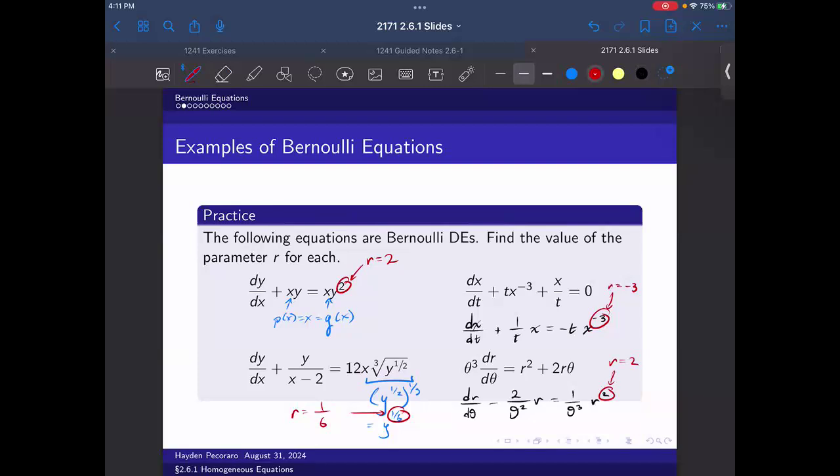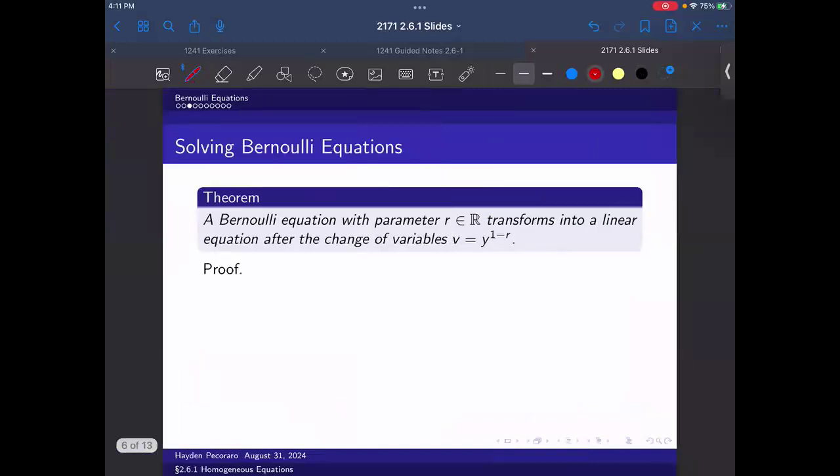So that's a little bit of practice, just recognizing these, putting them into standard form, seeing what the parameter is. And how about a solution method? How do we do this? Well, if you have a Bernoulli equation, like the ones we saw a second ago, then you can apply this change of variables. We've been doing lots of substitutions. And this change of variables will turn it into a linear equation. And those are the ones that we solve using integrating factors. So let's just see how that works. How do we get a linear equation out of a Bernoulli?